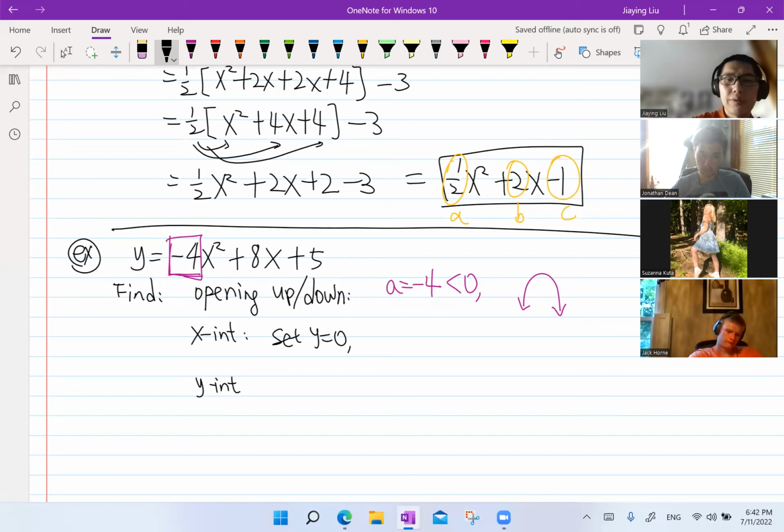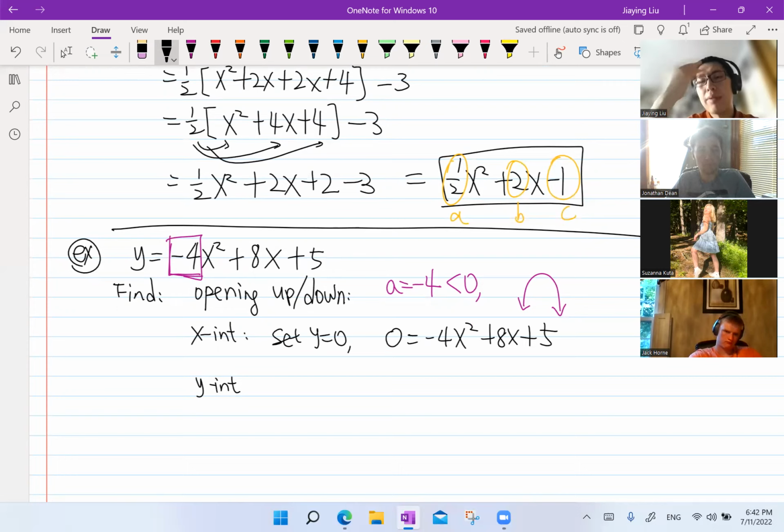So if we set y equals 0, we get 0 equals negative 4x squared plus 8x plus 5. And I don't think it's nice enough to factor. Maybe. Maybe negative 4 plus 8. Sorry, I'm going to quickly see if I can factor this. I'm not confident.